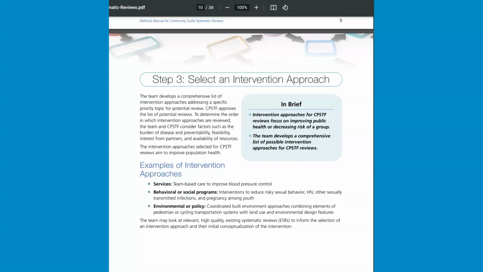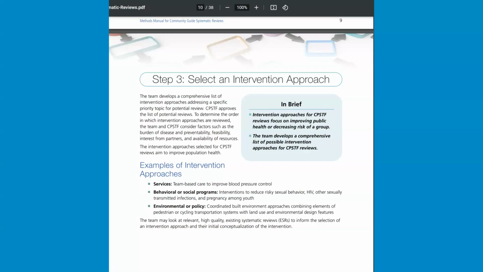Maybe that would be considered services. Maybe you're proposing a behavioral or social program. You want to reduce risky sexual behavior, an intervention that reduces HIV or other sexually transmitted infections. Or maybe you're trying to create a behavioral intervention to decrease youth pregnancy.